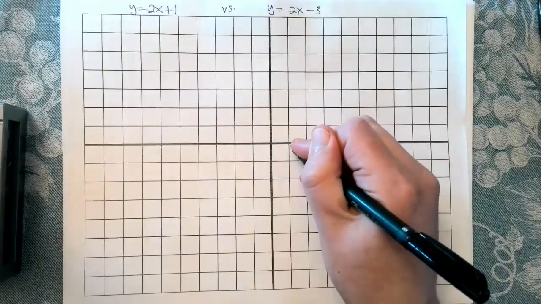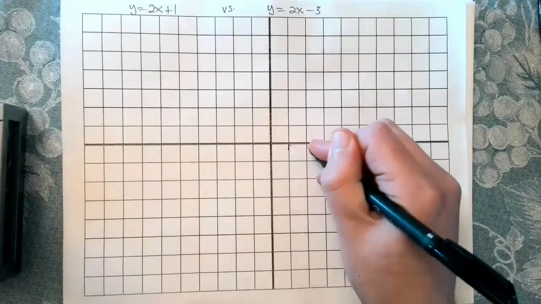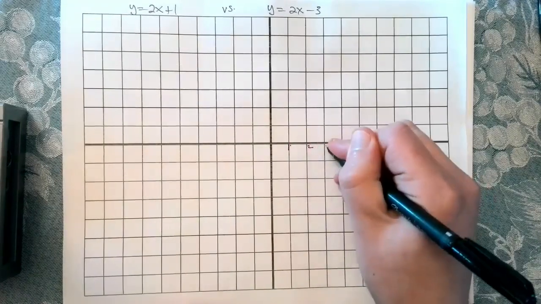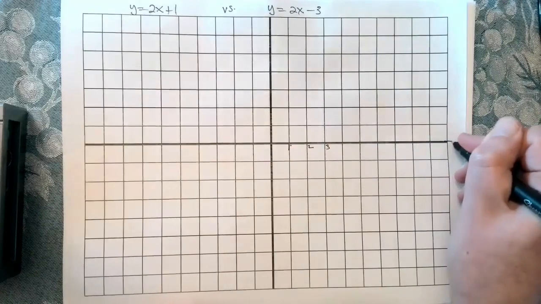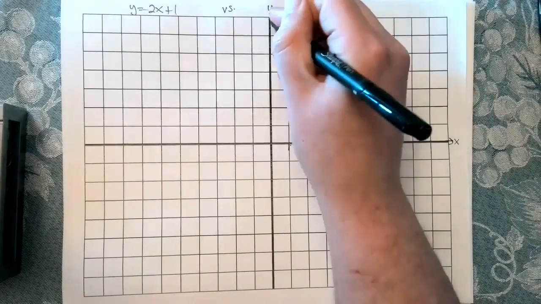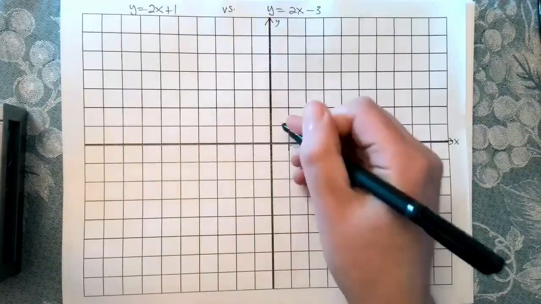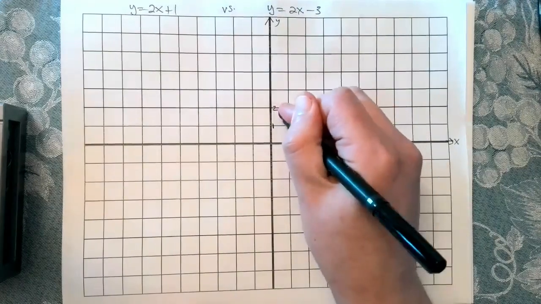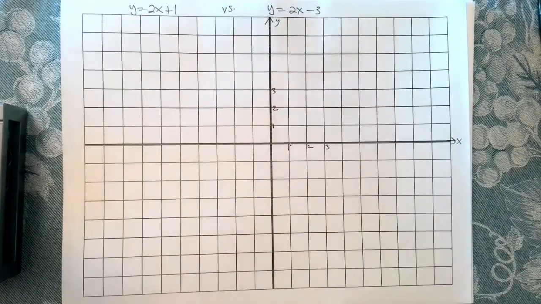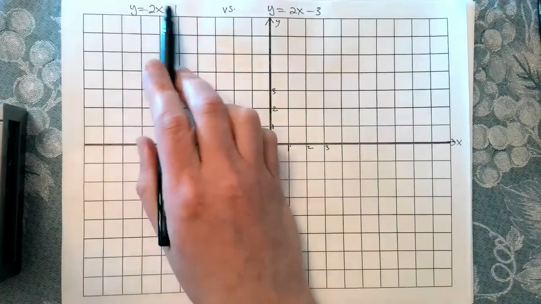So let's put maybe, let's say this corresponds to 1, maybe that's 2, 3. Let's say this corresponds to the x-axis. Let's say this corresponds to the y-axis. And let's just go up by 1. So that's 1, 2, 3, etc. And so let's graph the first line.